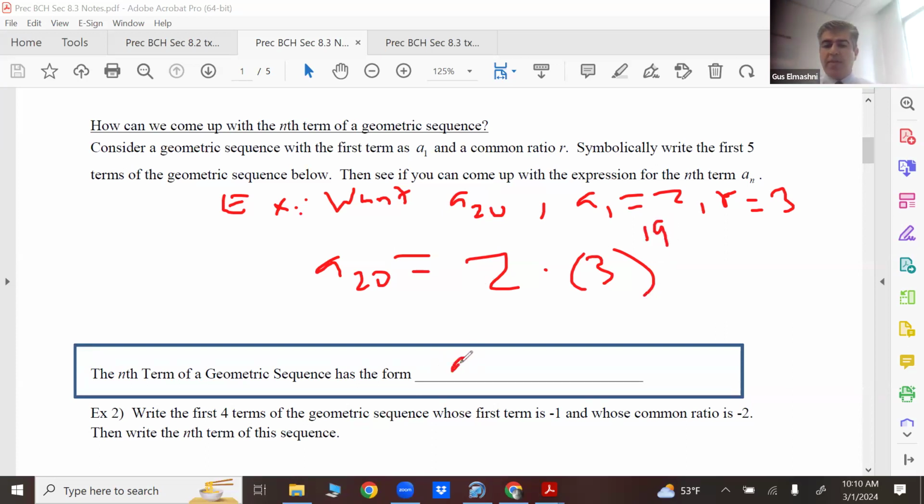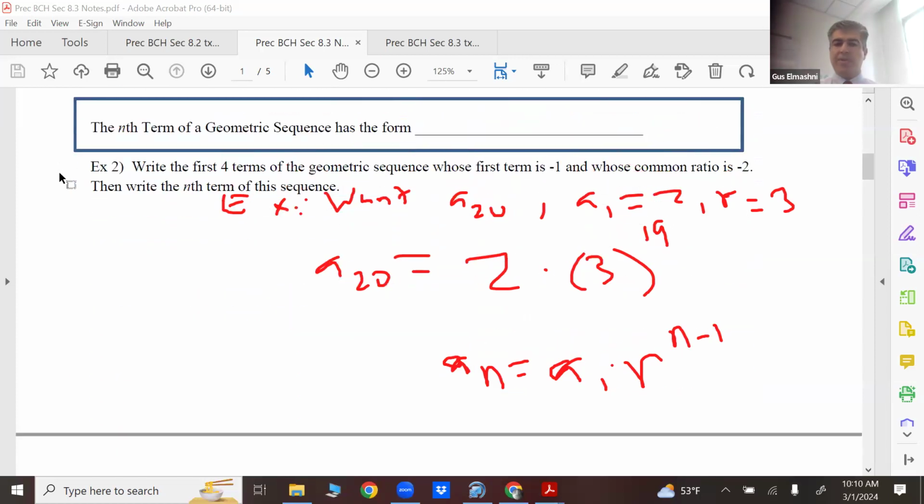So in general, we could think of it like this. a sub n equals a sub 1 times R raised to what power, guys? n or n minus 1? n minus 1, exactly. That's how we do it. And that's an explicit formula. It gets you directly to the term you need.